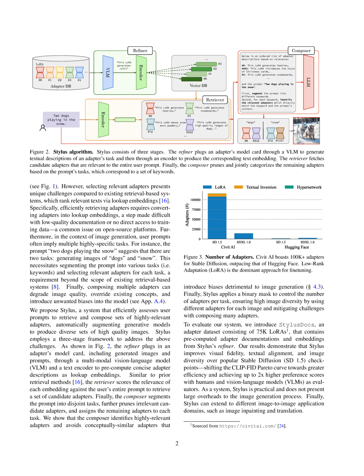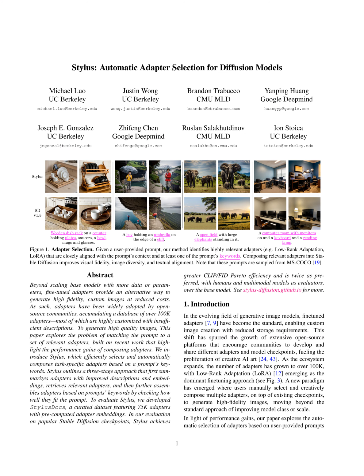The limitations or drawbacks of using Stylus for automating the selection and composition of adapters for image generation include the potential degradation of image quality when composing multiple adapters, the risk of introducing unwanted biases into the model, and the challenge of controlling the number of adapters per task to ensure high image diversity. Composing multiple adapters can lead to a decrease in visual fidelity, override existing concepts, and introduce foreign biases into the generated images.